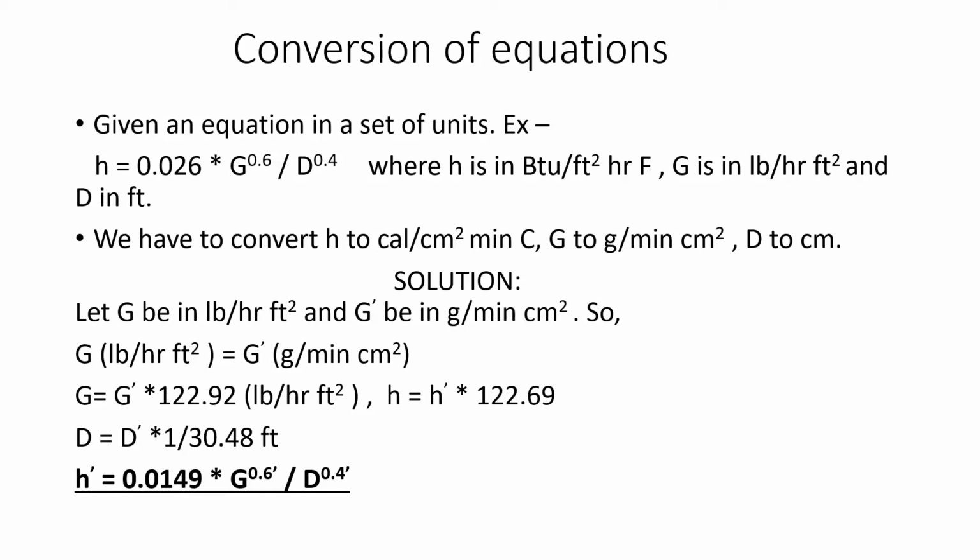So now we just plug in these values in the original equation so that we get the new equation in the H dash, G dash and D dash terms which we have defined in the new units. Plugging in the values, we get the new equation as H dash equals 0.0149 G dash to the power 0.6 by D dash to the power 0.4. This is a very important question, and I've seen that almost all the question papers contain one question like this.